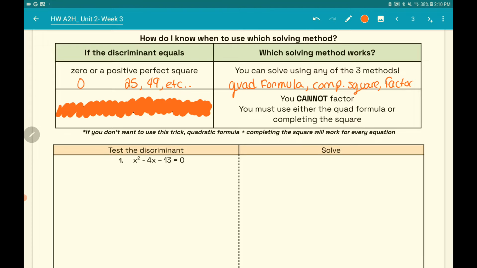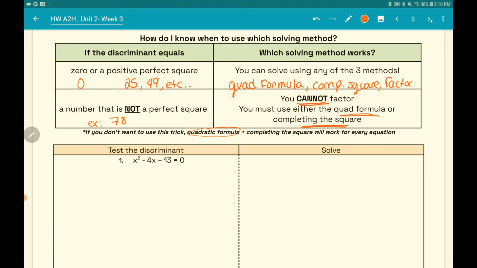But sometimes you can't factor, all right? So if you do the discriminant and you get a number that is not a perfect square, so 78, for example, then you cannot factor. So then your only two options are quad formula and completing the square. All right, again, if you don't want to use this trick, the quadratic formula and completing the square will work for every equation. So if you're comfortable with that, you can just do that. But if you prefer to factor, then you have to test it to see if it's even factorable.